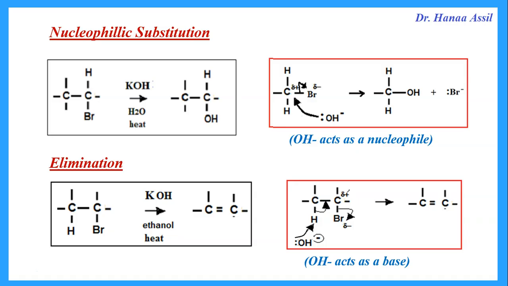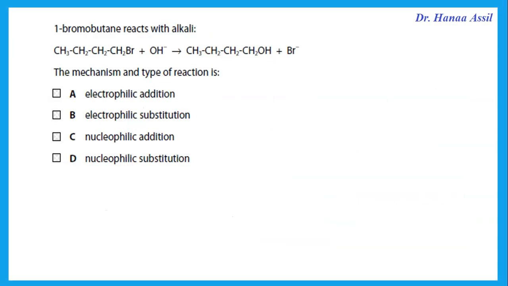The Br is removed, and we end up with an alkene. So please remember, halogenoalkanes with hydroxide: in presence of water, you're forming alcohol. In presence of ethanol, we're forming an alkene. So 1-bromobutane reacts with alkali.